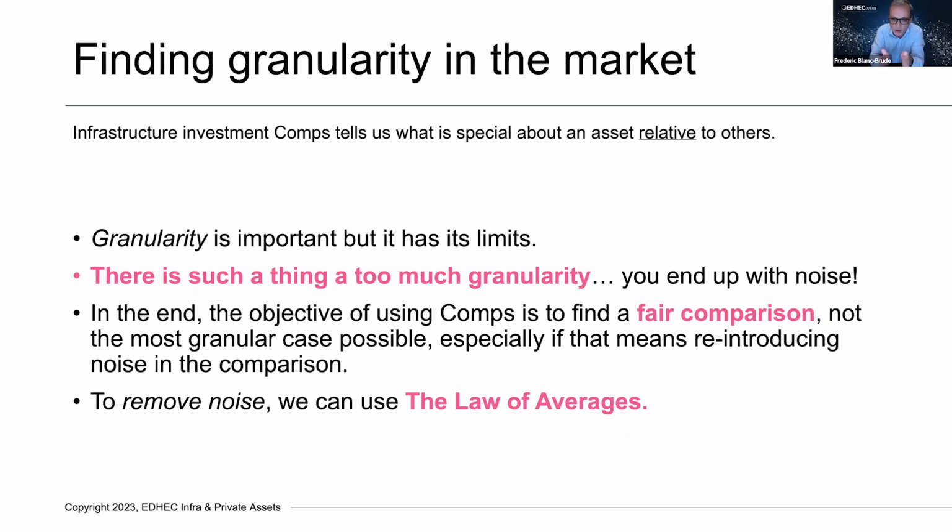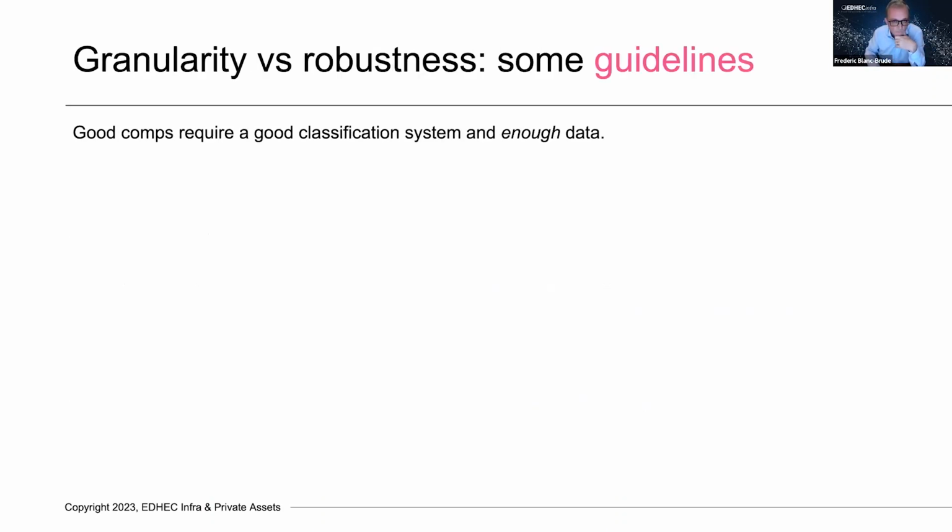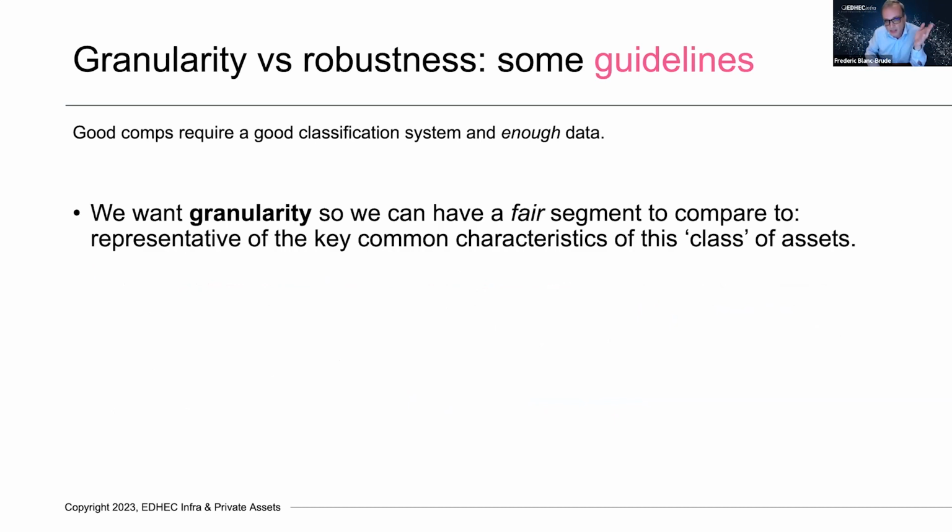The way to remove noise is not to become more and more granular and have a smaller and smaller set of comparable deals. The way to remove the noise is to use the law of averages, to use a large sample. And again, it has to be the right large sample. So we want granularity to achieve a fair segment to compare to, a representative set of common characteristics, right?